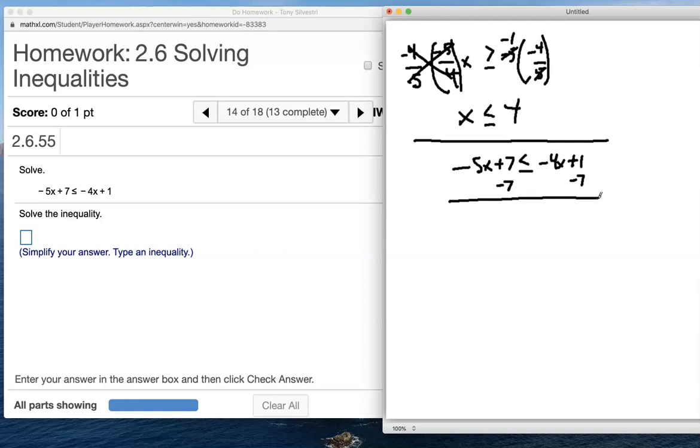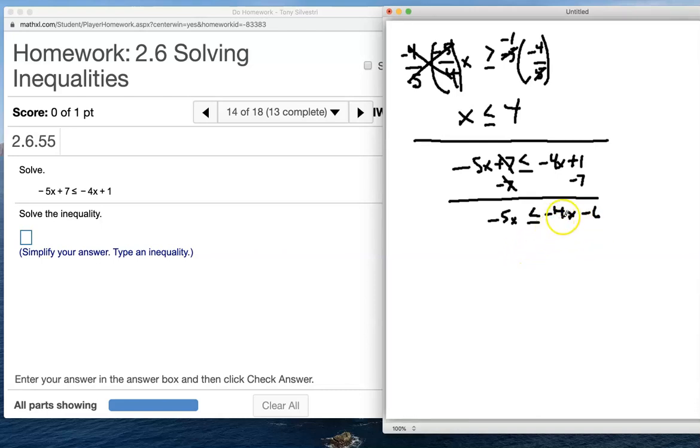subtracting. What happens when you add or subtract? It could be a positive number, negative number. It has no bearing on the direction of the arrow. So I'm going to still just cross that out. I have -5x is less than or equal to -4x minus 6.